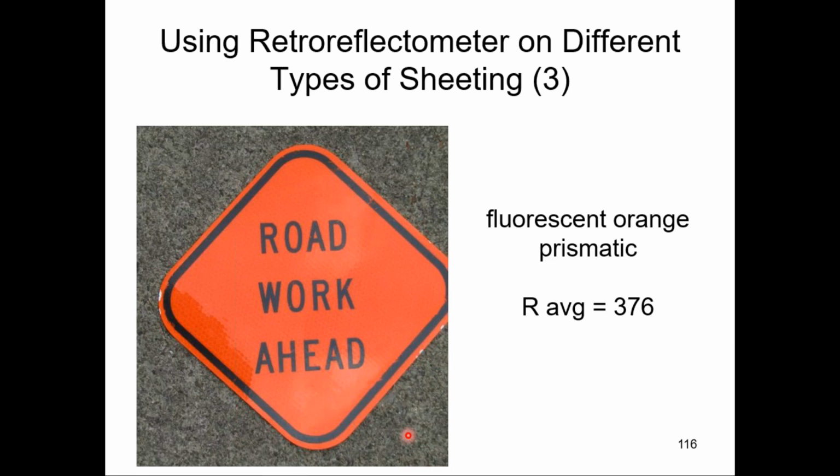But when I took the retro gun to it, this had an R average of 376. So that's well above the minimum values. And assuming that sign is properly cared for, it should be a considerable amount of time before that drops to say 75 or 50 in terms of the retroreflectivity value.